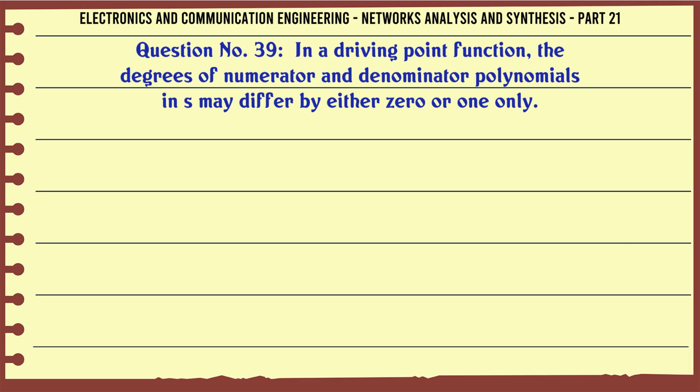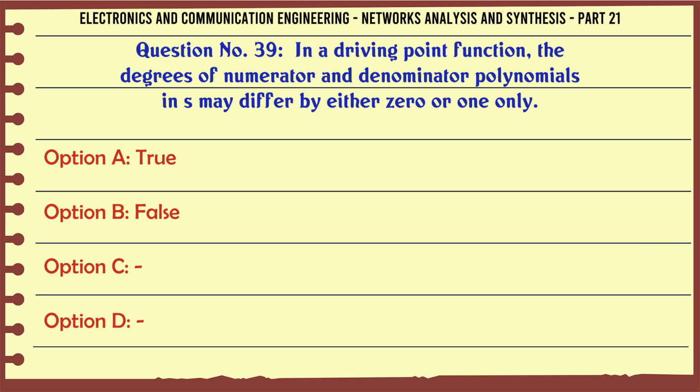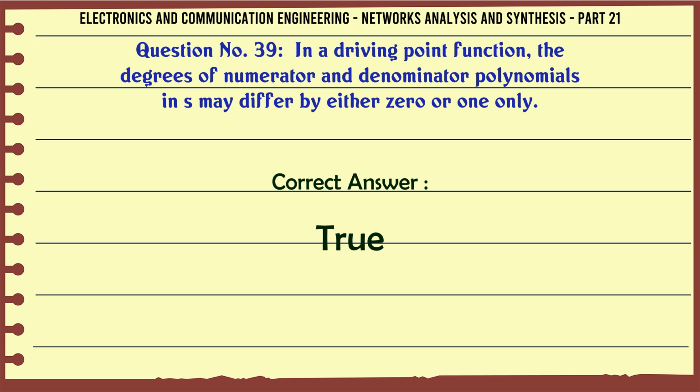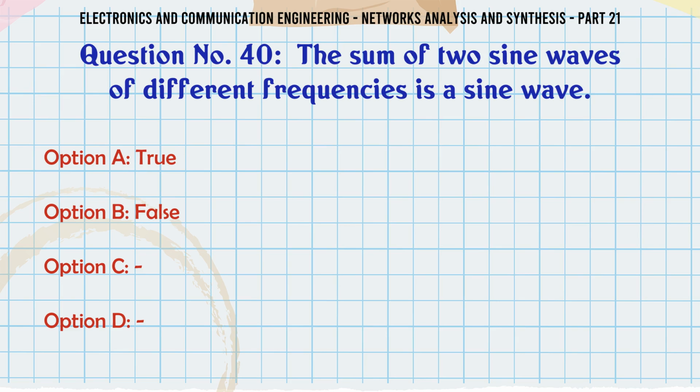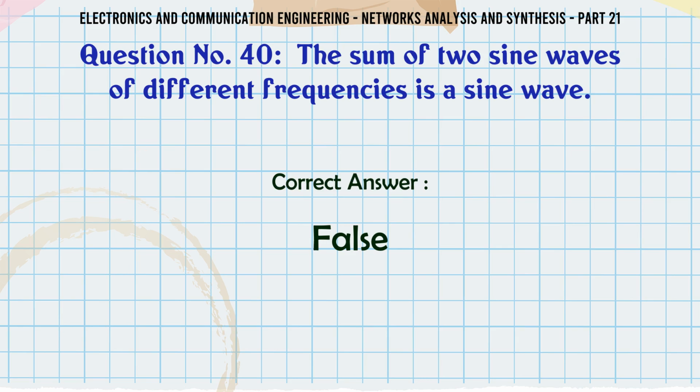In a driving point function, the degrees of numerator and denominator polynomials in S may differ by either 0 or 1 only. A. True, B. False. The correct answer is true. The sum of two sine waves of different frequencies is a sine wave. A. True, B. False. The correct answer is false.